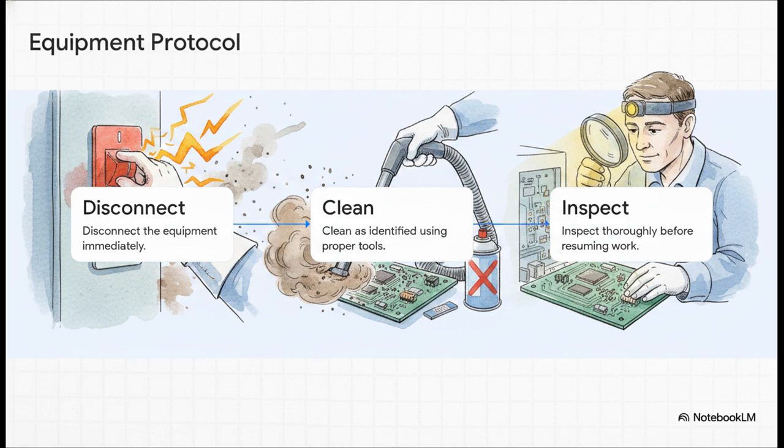1. Disconnect the power instantly to prevent those short circuits and fires we talked about earlier. 2. Clean the identified contamination using the proper tools. Again, vacuums, not compressed air. 3. Inspect it thoroughly before you even think about resuming operations. It is a strict lockdown, clean, and verify process.